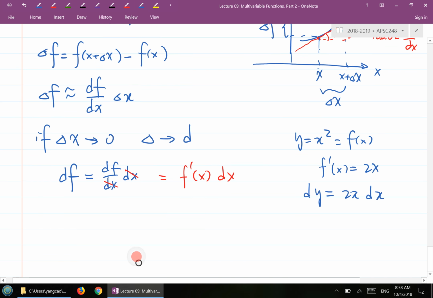Now this is basically called a differential, as I keep saying. This is called a differential, and this is for a function of a single variable. Is all good? Yes.